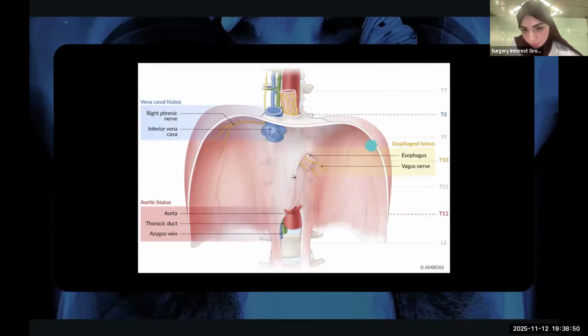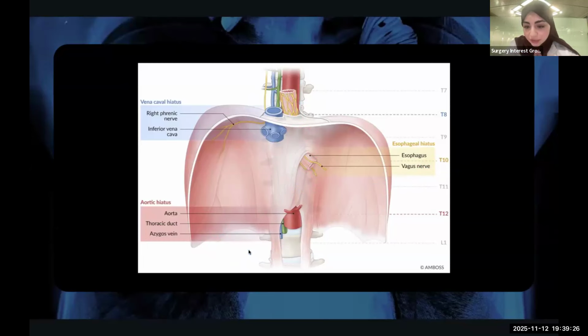Makes sense so far? For the esophageal hiatus, it's going to contain my esophagus and my vagus nerve, and it's going to be at level T10. And again, recall that the vagus nerve will form a plexus around the esophagus, or basically hug the esophagus all the way till it exits the esophageal hiatus, and then it's going to form its branches to supply the rest of the abdominal contents or the abdominal organs. Now, for the aortic hiatus, it's going to contain my aorta, thoracic duct, and azygous vein.